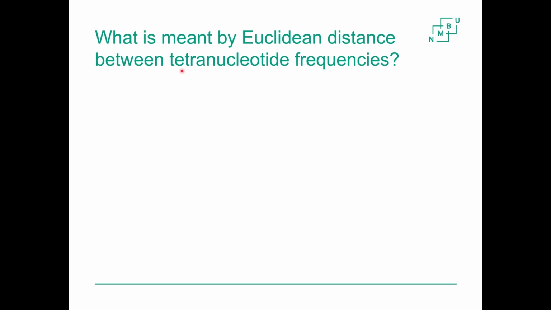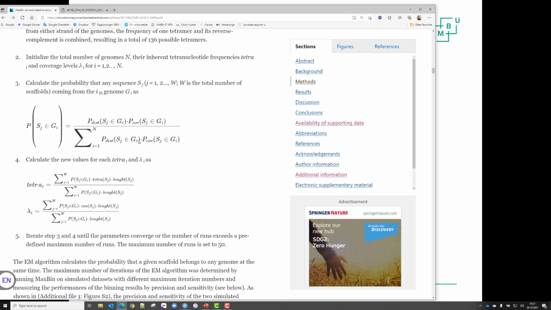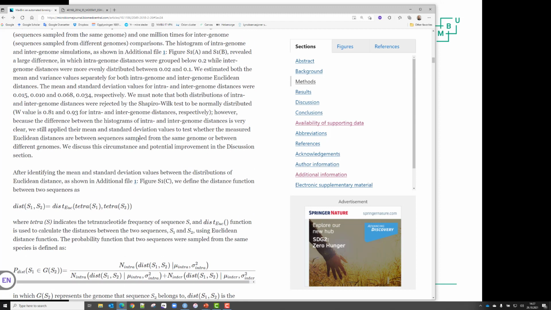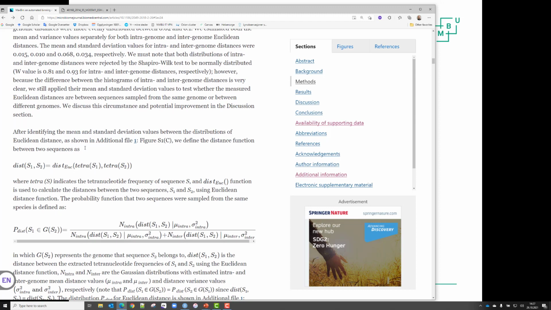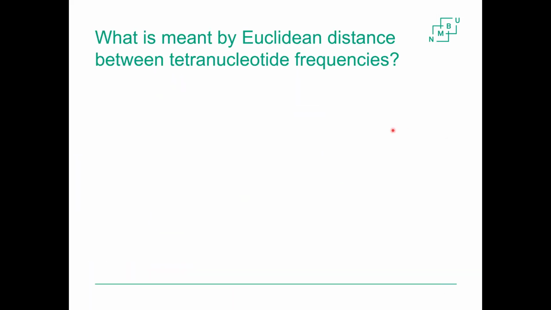Okay, what is meant by a Euclidean distance between tetranucleotide frequencies? Because this occurs also in the paper. If we scroll a little bit back again here, yeah, here it says that they compute what they call a Euclidean distance between this tetranucleotide vector for one contig or scaffold, S1, and the same for another contig, S2. So how is the Euclidean distance defined? Let me remind you, this is something you should actually know.